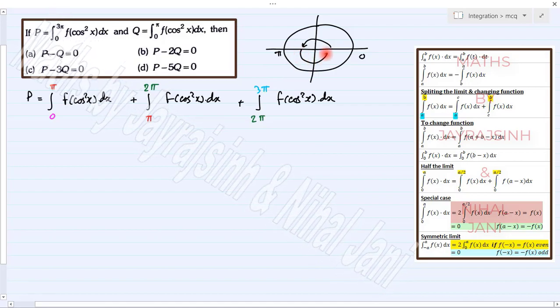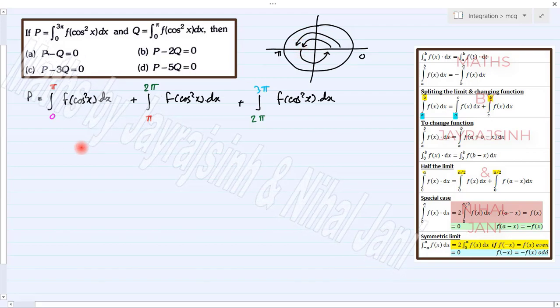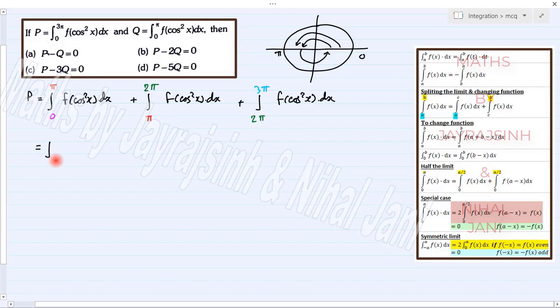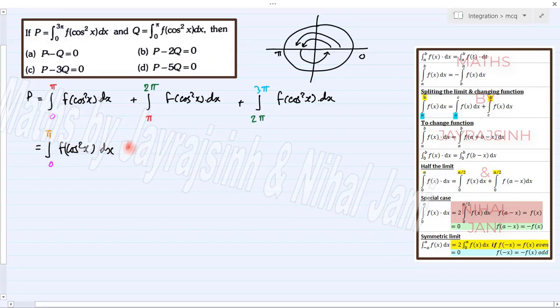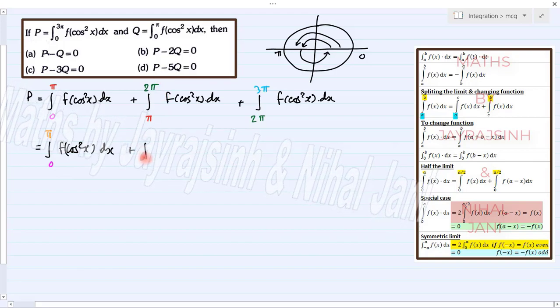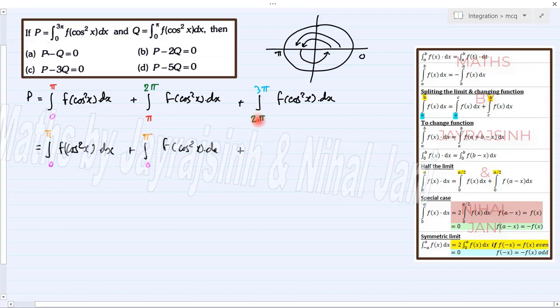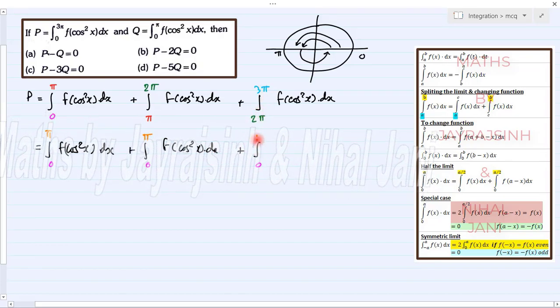From pi to 2 pi the values repeat again, and from 2 pi to 3 pi the same values repeat. So we can say integration from 0 to pi will be as it is, and integration from pi to 2 pi is same as 0 to pi, and integration from 2 pi to 3 pi will also be same as 0 to pi.